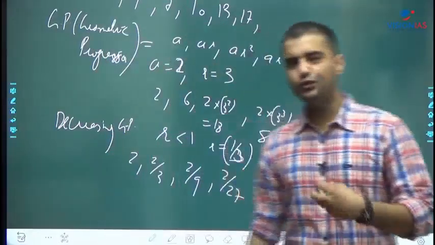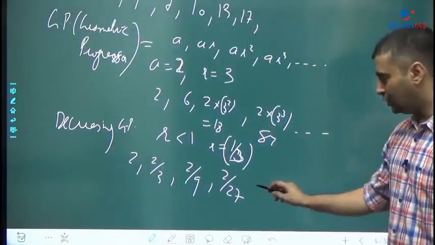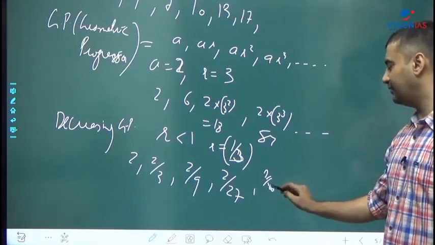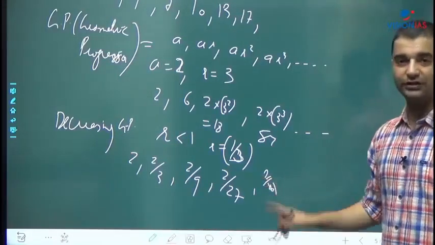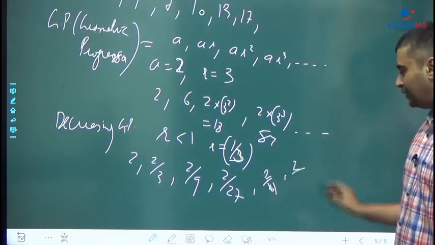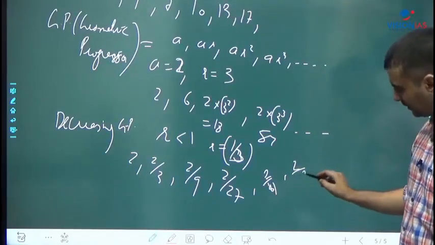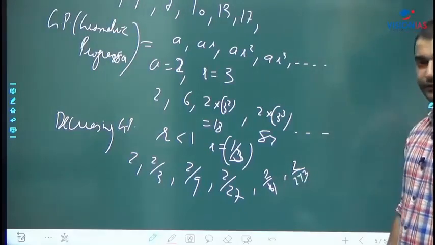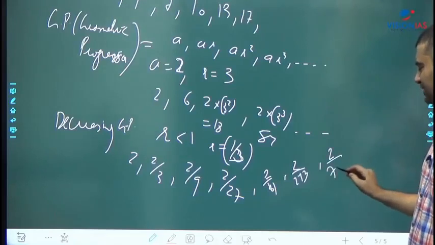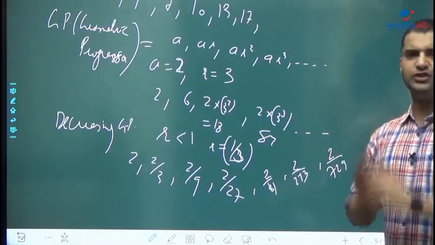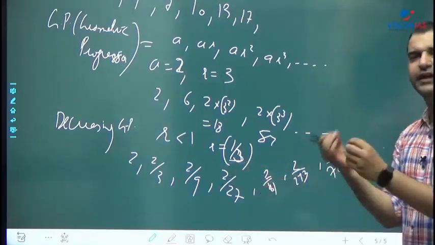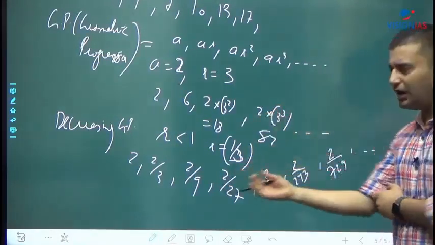If I ask you to visualize this decreasing GP, you will be able to see कि इसके बाद आएगा number 2 upon 81, which is even smaller than this. बहुत ही छोटा number है 2 upon 81. इसके बाद number आएगा 2 upon 243, which is very very small number. Next number would be 2 upon 729, again extremely small number. So you see that numbers keep on getting very very small after some point.